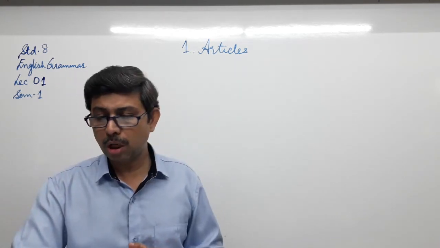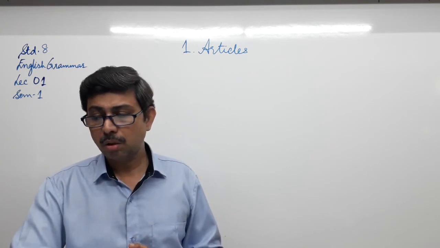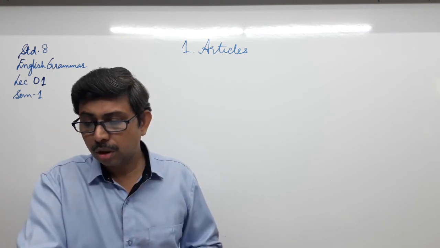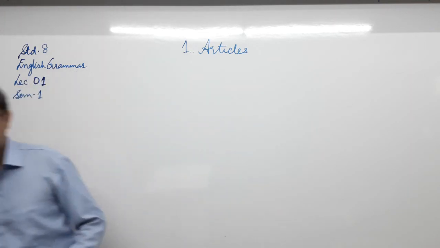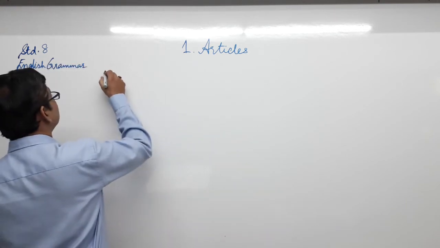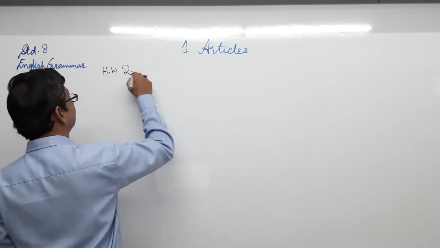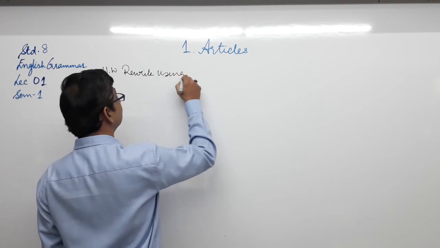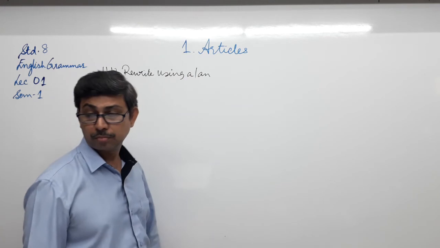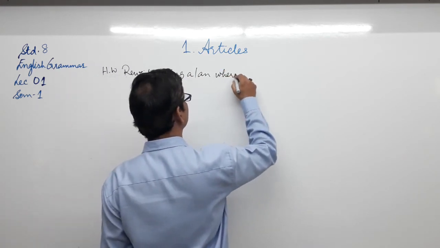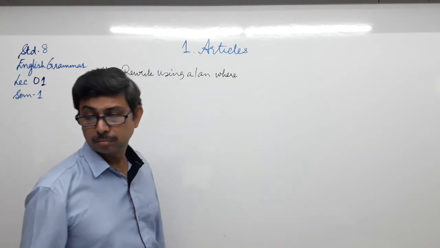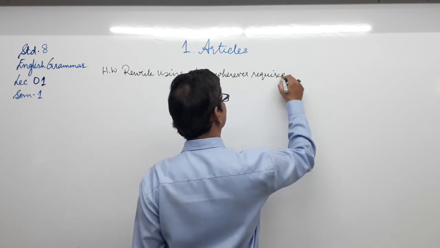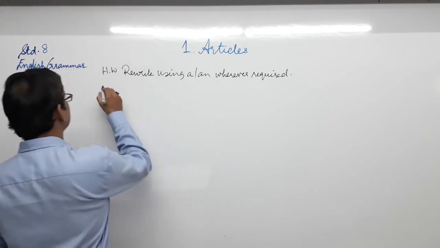Well, it's now time for homework. So note down the homework. I will give you a few sentences where you may have to use the article a or an as and when required. So note down this. Rewrite using a or an wherever required. First sentence.